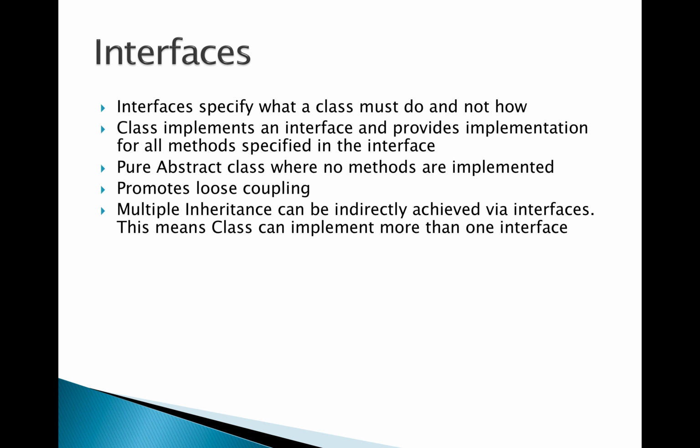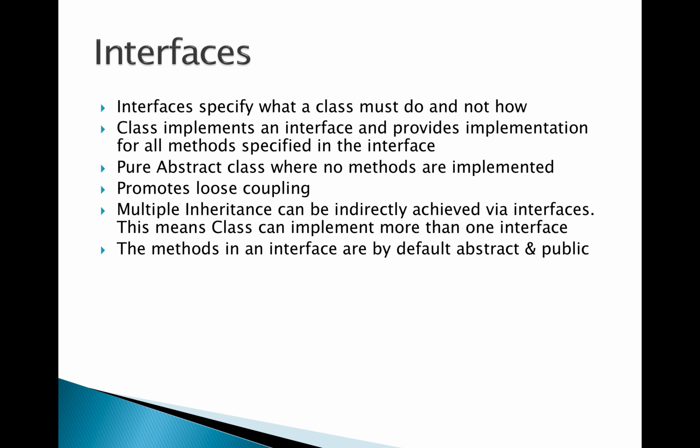Multiple inheritance can be achieved by means of interfaces. Java does not support multiple inheritance. That means a Java class cannot extend more than one class, but Java can implement more than one interface. That is what we call multiple inheritance being achieved in Java by means of interfaces.